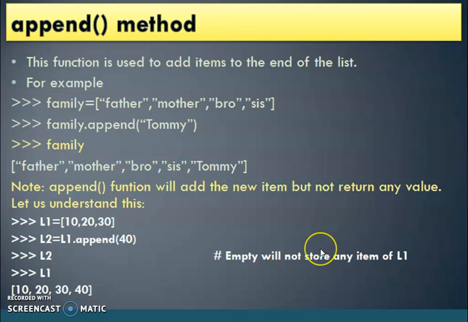Next one, append method. This function is used to add an item to the end of the list. That is what we already discussed. Here, L1.append(40) means it will add the element 40 at the end of the list. The append function will add the new item but does not return any value. It just adds the element at the end of the list.